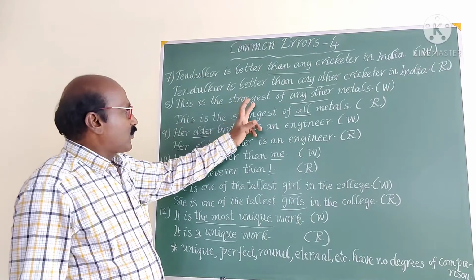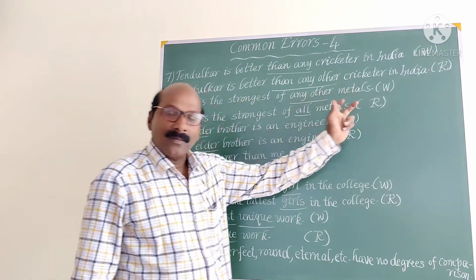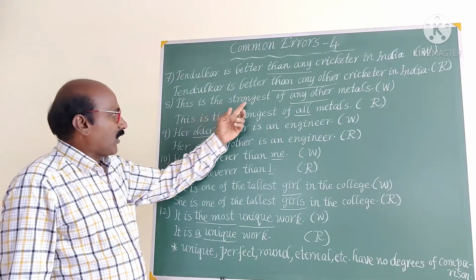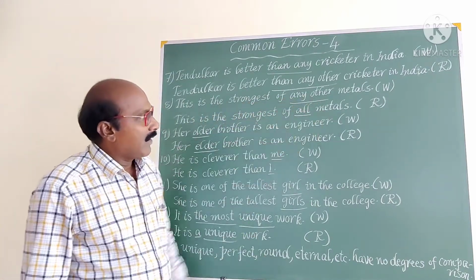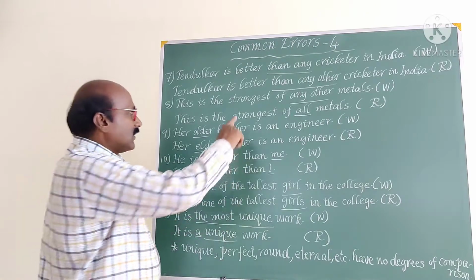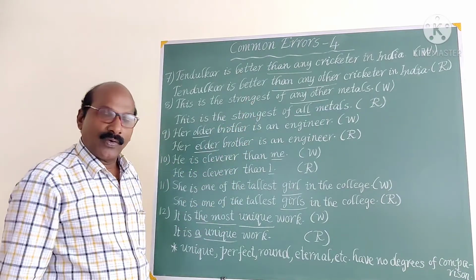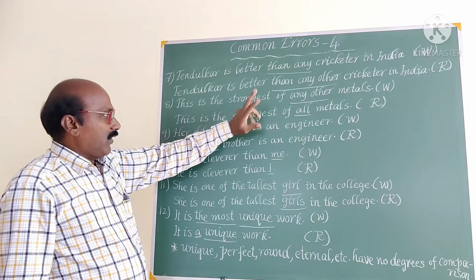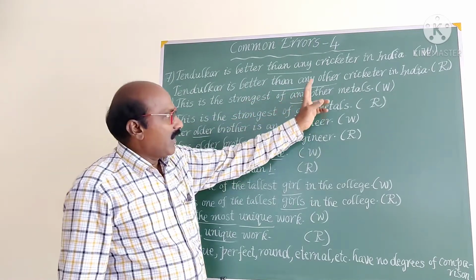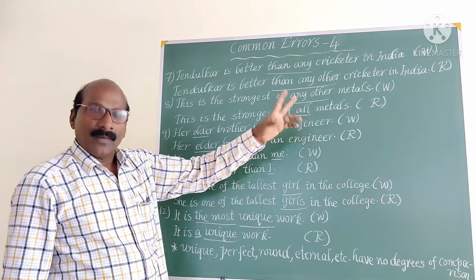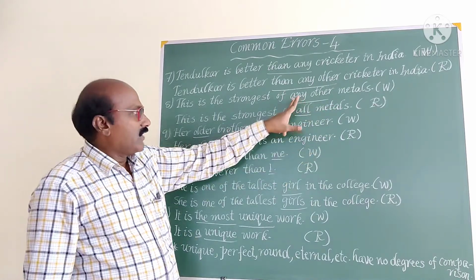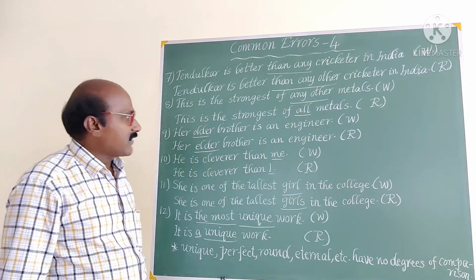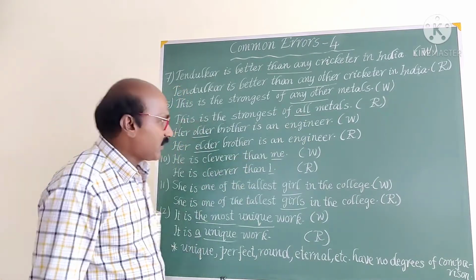"This is the strongest of any other metals." It's also a wrong expression. The adjective here is in the superlative degree. In the superlative degree, we should never use any other or many other. So it should be replaced by all. This is the strongest of all metals.